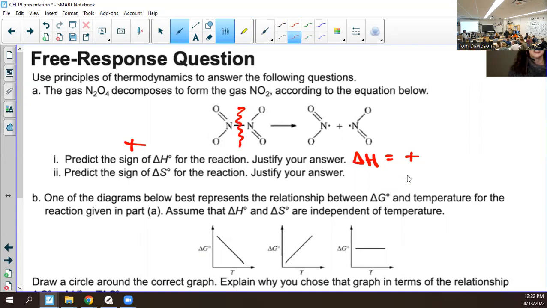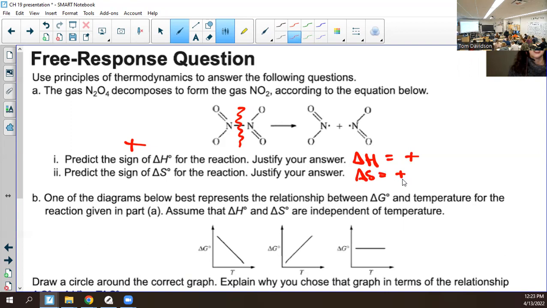Is entropy increasing or decreasing? Increasing. And this is how we know why. We've gone from 1 mole of gas to 2 moles of gas, or we've gone from 1 independent substance to 2. Chaos or disorder is increasing.